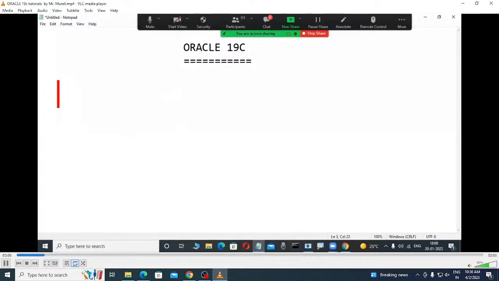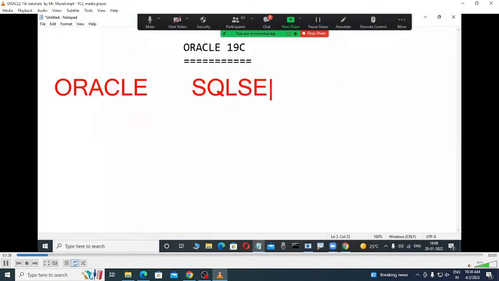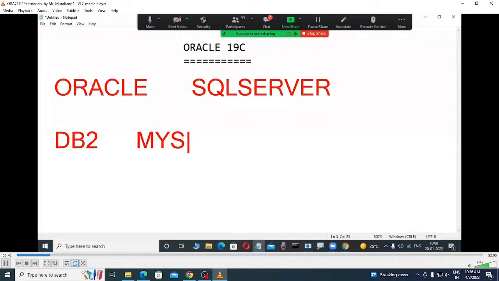Not only Oracle, so many database products are available on the software side. Suppose Oracle is a database product from Oracle Corporation. Observe here, different companies. Again, maybe many people have an idea. SQL Server is a database product from Microsoft. DB2 is a database product from IBM. MySQL is an open source database product, but nowadays Oracle Corporation is purchasing it.